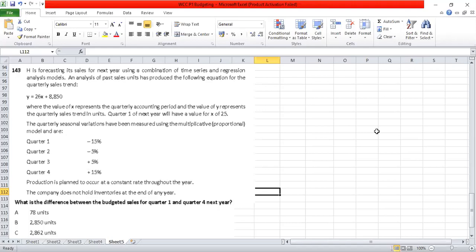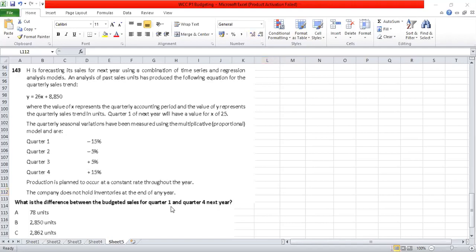Quarter 1 of next year will have a value for x of 25. The quarterly seasonal variations have been measured using the multiplicative proportional model and are: quarter 1 is minus 15%, quarter 2 is minus 5%, quarter 3 is plus 5%, quarter 4 is plus 15%. Production is planned to occur at a constant rate throughout the year. The company does not hold inventories at the end of any year. What is the difference between the budgeted sales for quarter 1 and quarter 4?